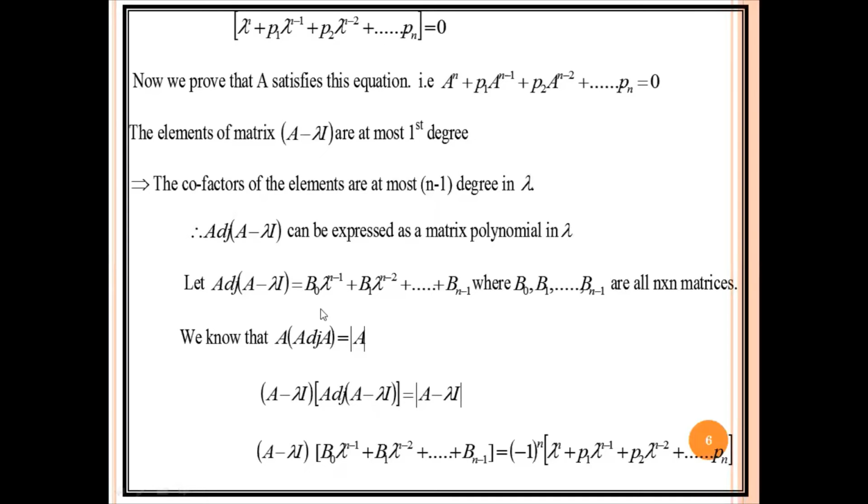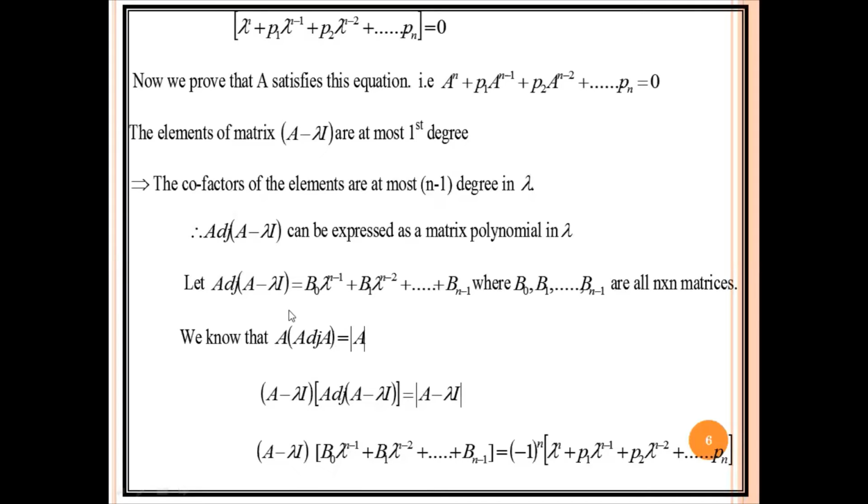We are going to start with lambda to the power of n minus 1, and the constant term we have taken. B naught, B1, B2 and so on, up to Bn minus 1 are all n by n matrices, right? By the matrix theorem, A into adjoint A is equal to det A into I. But det A into I is nothing but det A, so we have simply taken det A. This is a standard statement we have to remember: A into adjoint A is equal to det A.